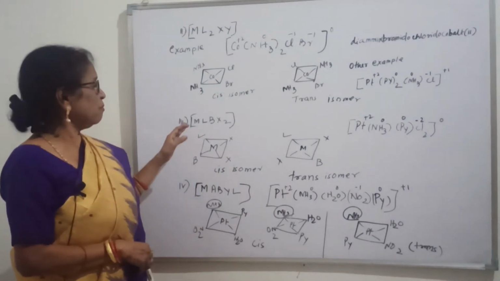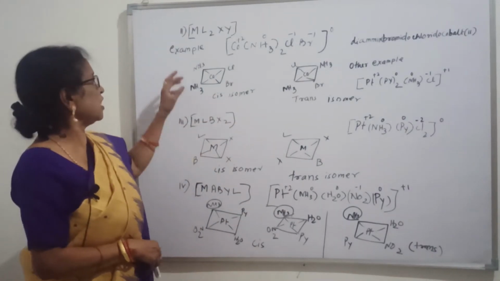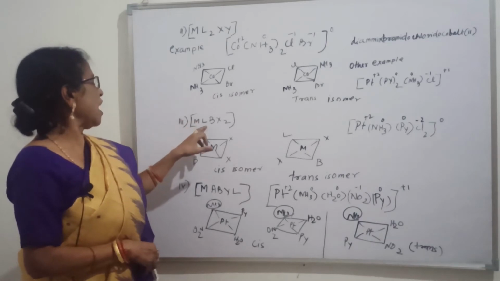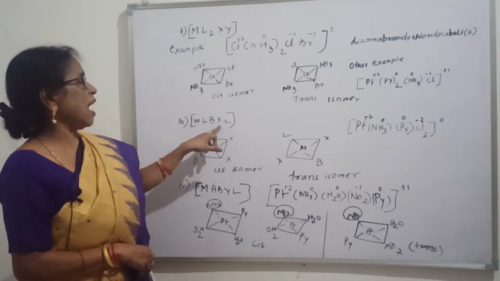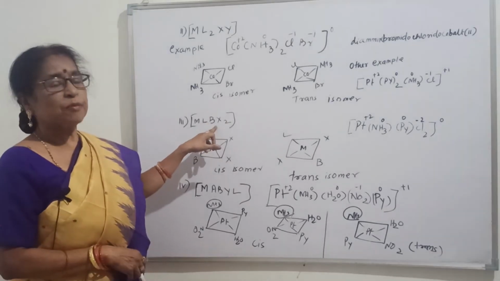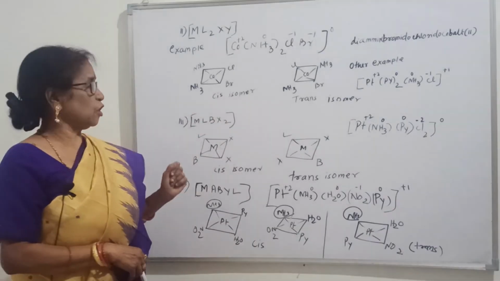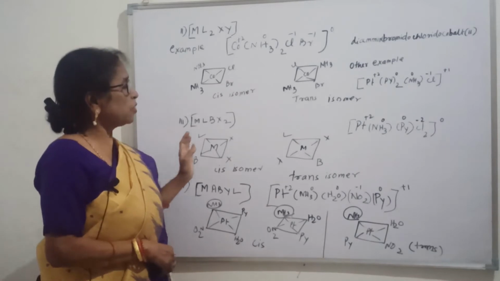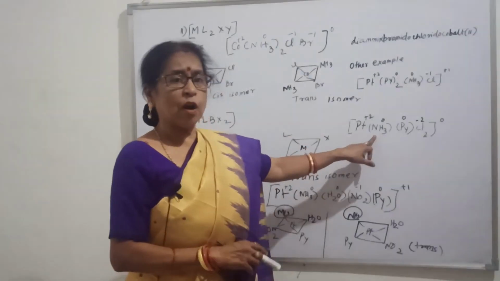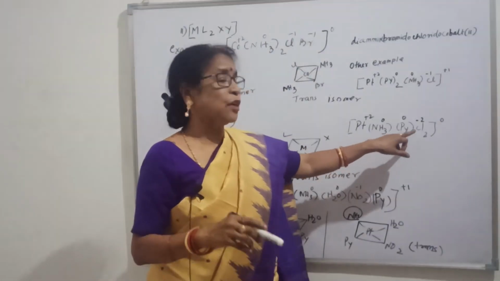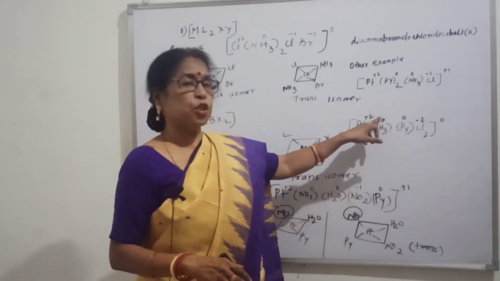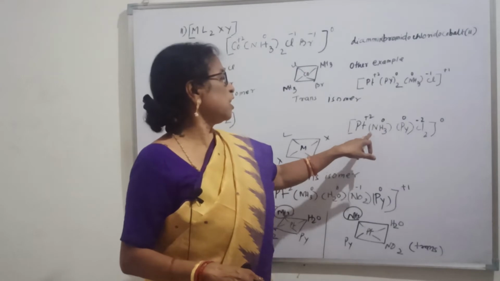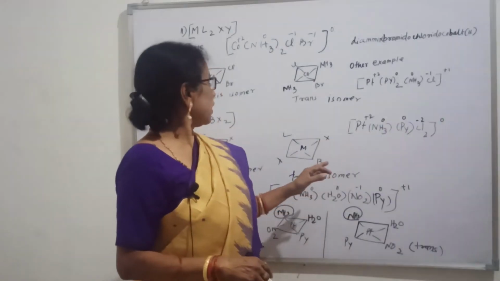Number 3, MLBX2, this is the same type. MLBX2 means L is a ligand, B is a ligand, X is a ligand, but it should be a halogen group. So you see Pt and ammonia, 1 pyridine and 2 chlorido. 2 chlorido, that is -2, ammonia is 0, pyridine is 0, so the value is 0. So what is the name?